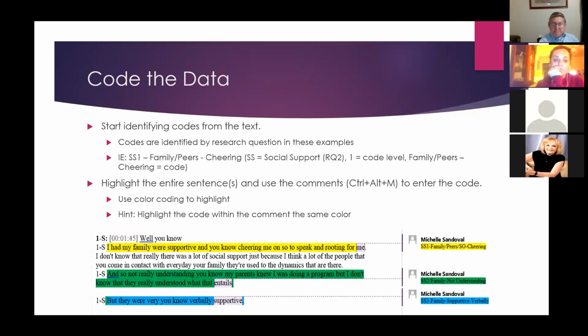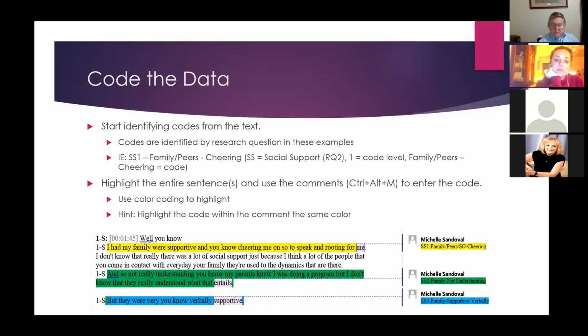So coding the data, this is the fun part. Now, I'm a techie. I love the computer. Not everybody does. However, what I did is something pretty basic, and anybody who has basic knowledge of Word should be able to do this. I used Microsoft Word and the comments, which you all know as bubble comments. I'm sure you have lots of them on the feedback that you get from your committee members. I used comments to be able to search for my codes and start organizing them. So this was really a great method.